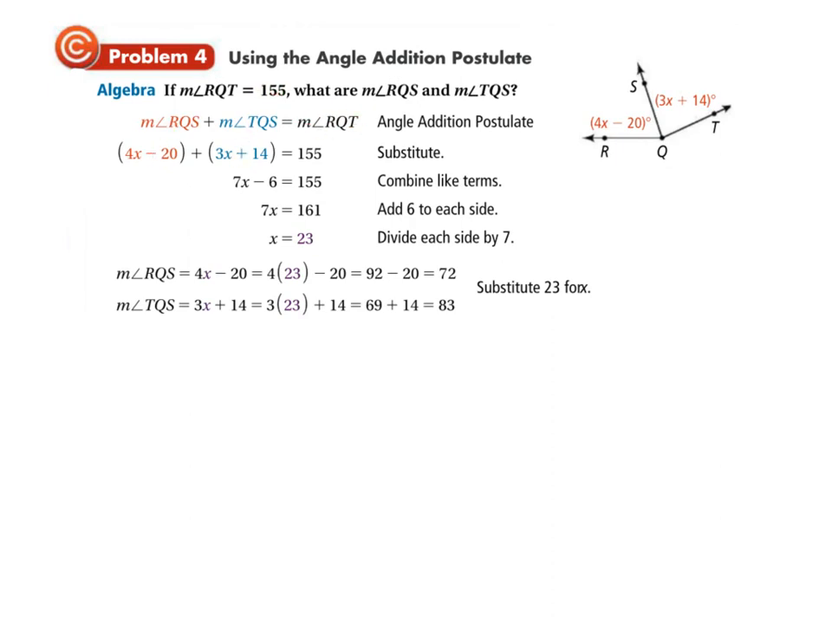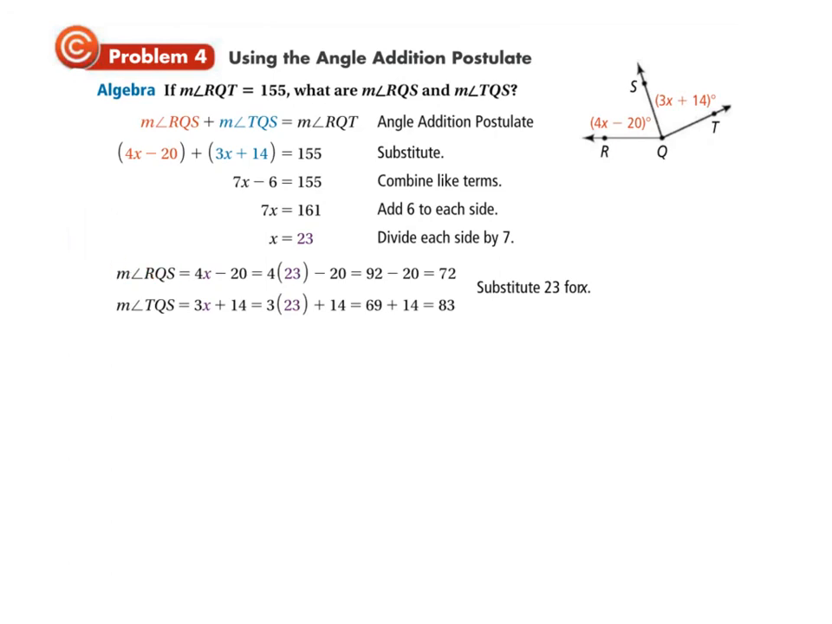So we can then substitute in the expressions for those angle measures here, here, and here. And we combine like terms to simplify to this. We now are going to add 6 to both sides and then divide both sides by 7, basic algebra. We found that x is equal to 23. So what we need to do now is take these expressions for these angles and substitute in 23 where we see x.